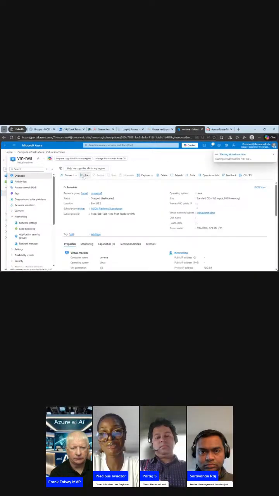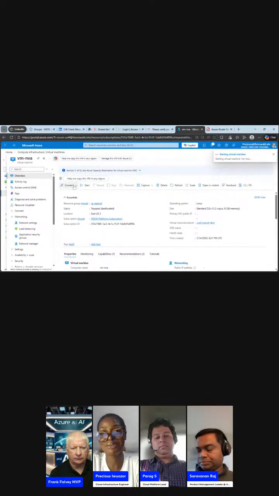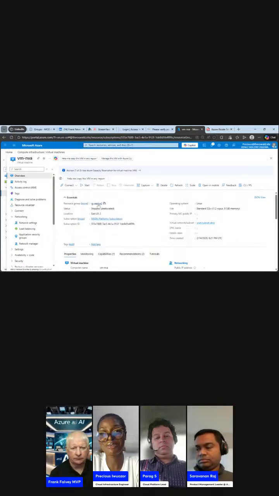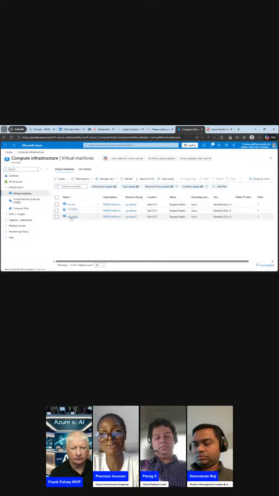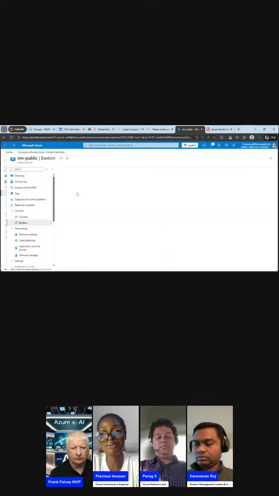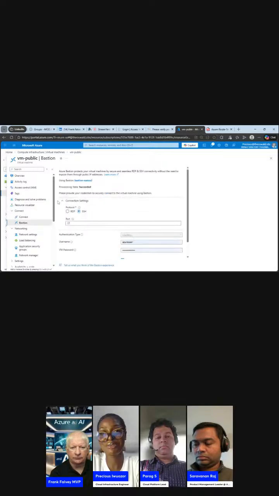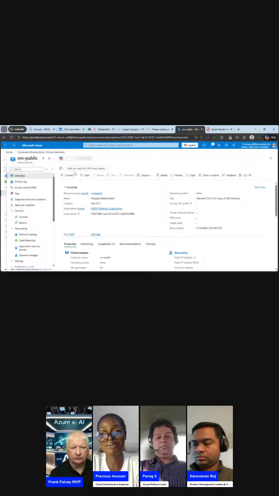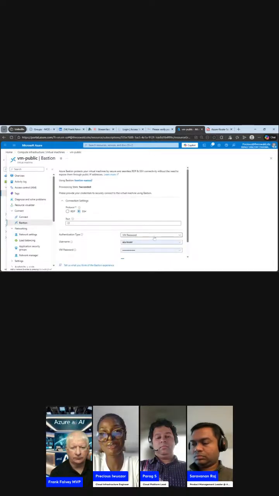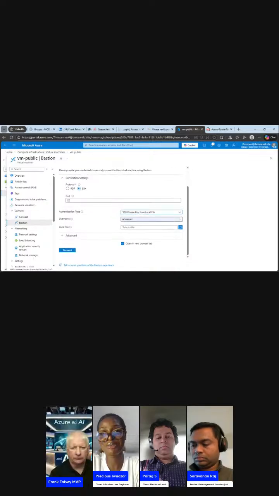So I'm going to go ahead to confirm my connectivity. To confirm my connectivity, I have to log into my public virtual machine through my Bastion. I'm going to start this. This is my public key. I'm going to connect.